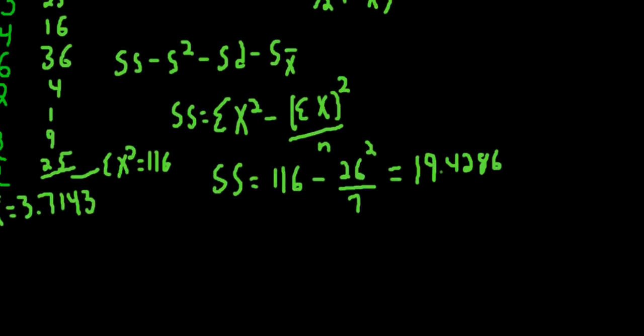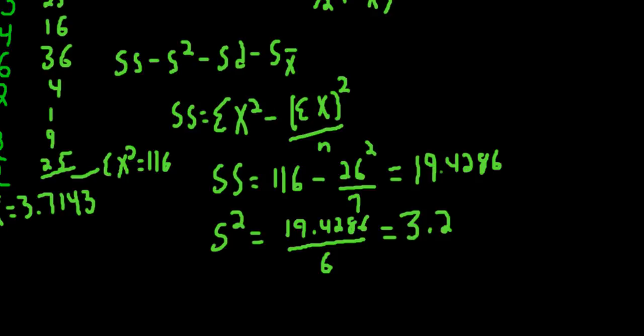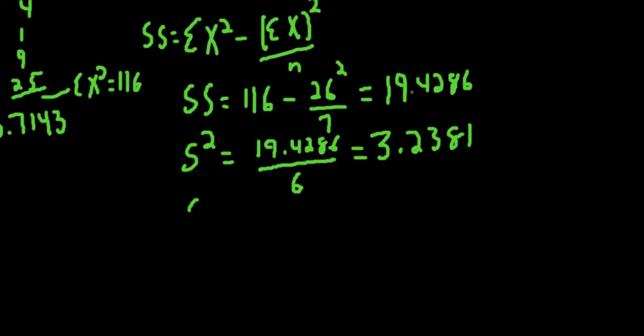which, if we want the variance, we simply divide by n minus 1 for the sample variance. So 19.4286 divided by 6 gives us a sample variance of 3.2381. And to get the standard deviation for the sample, we can take the square root of the sample variance, which is 3.2381. The square root of that is 1.7995.